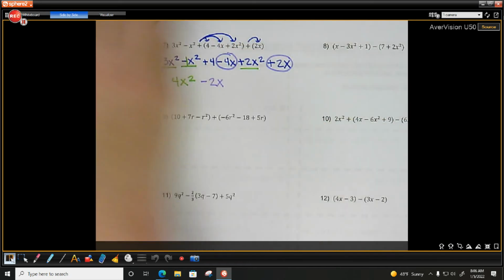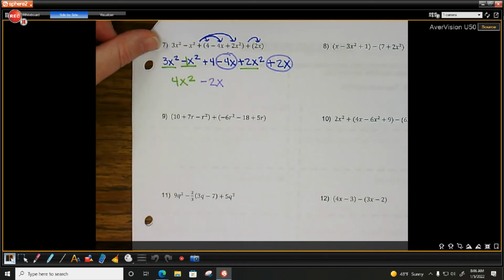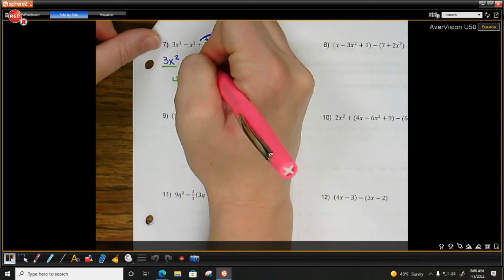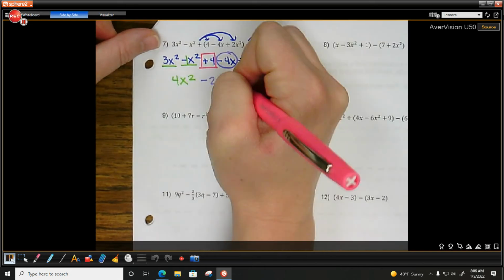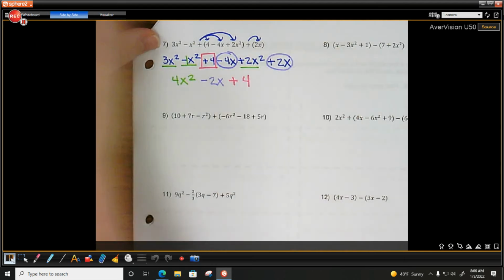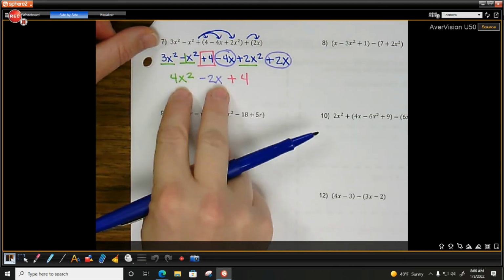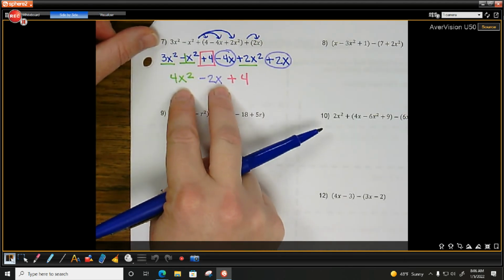So what's my only term left? Plus 4. Is there a like term with plus 4? No, that's the only constant. Constants always go at the end. Are these 2 like terms? No, because they don't have the same exponent. Done.